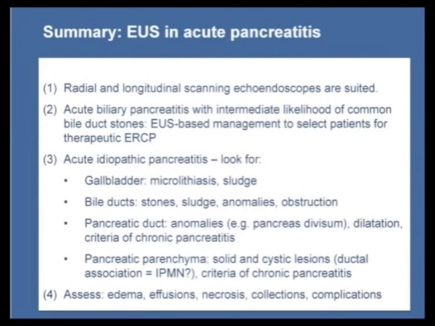Radial and longitudinal scanning echoendoscopes are both suitable to perform EUS in these indications. The endosonographer should pay attention to the gallbladder and the bile duct to detect stones and sludge, as well as to the pancreatic duct to detect pancreas divisum, other abnormalities of the pancreaticobiliary ducts, and intraductal papillary mucinous neoplasias. Careful examination of the whole pancreatic gland is necessary to visualize features of chronic pancreatitis or solid pancreatic tumors. Complementary to transabdominal ultrasound and computed tomography, EUS may play a valuable role in the assessment of the typical features and complications of acute pancreatitis.